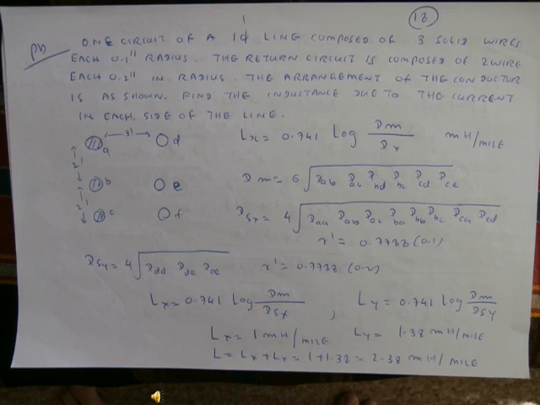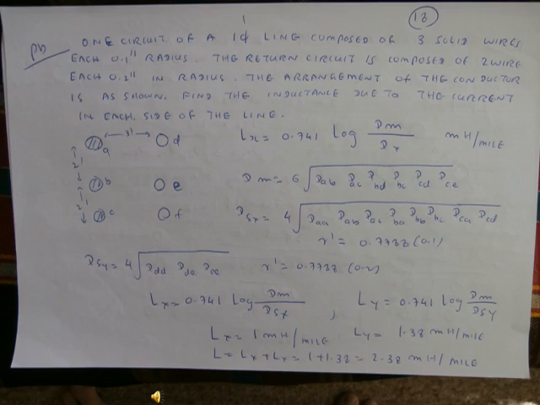So L equals 0.741 log DM by DS millihenry per mile. DM equals the 6th root of DAD, DAE, DBD, DBE, DCD, DCE. DSX equals the 9th root of DAA, DAB, DAC, DBA, DBB, DBC, DCA, DCB, DCC. R is equal to 0.7788 multiplied by 0.1. And DSY equals the 4th root of DDD, DDE, DED, DEE. R is equal to 0.7788 multiplied by 0.2. So LX is equal to 0.741 log DM by DSX, LY equal to 0.741 log DM by DSY. So LX is equal to 1 millihenry per mile, LY equal to 1/3 millihenry per mile.